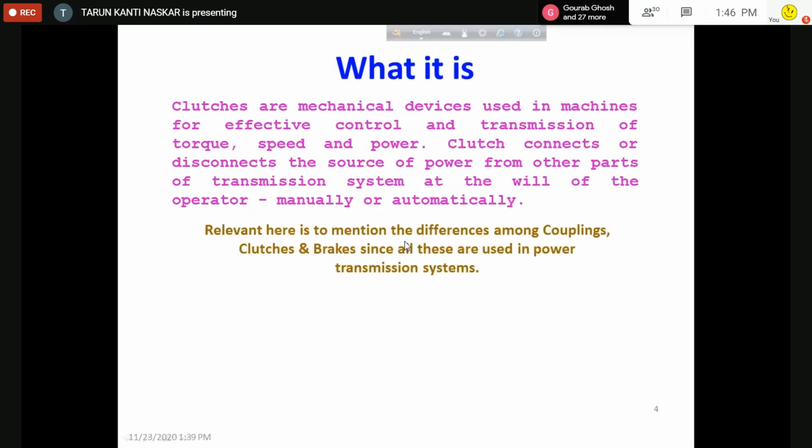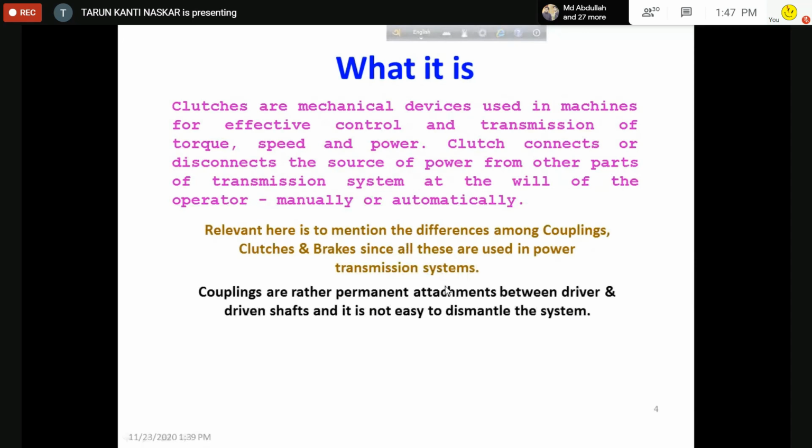So here the relevant thing is that there are differences between couplings, clutches and brakes. Brakes we will discuss in the next chapter. So coupling, clutch and brake. We can have a discussion on the differences of these three.